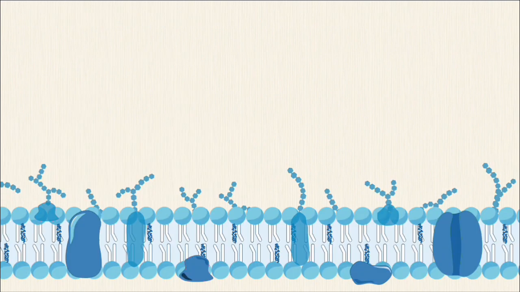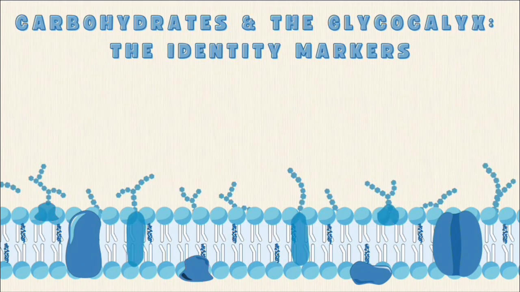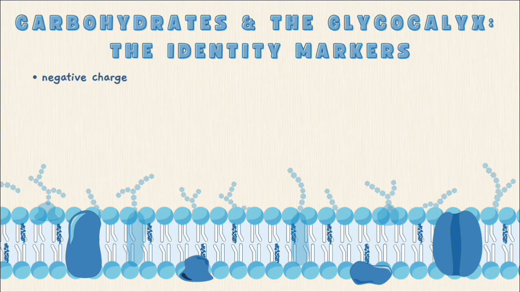carbohydrates forming the glycocalyx, a sugar coating around the cell. These molecules give the cell a negative charge, repelling other negatively charged objects, help cells stick together through adhesion, serve as receptors for communication, and play a role in immune responses.